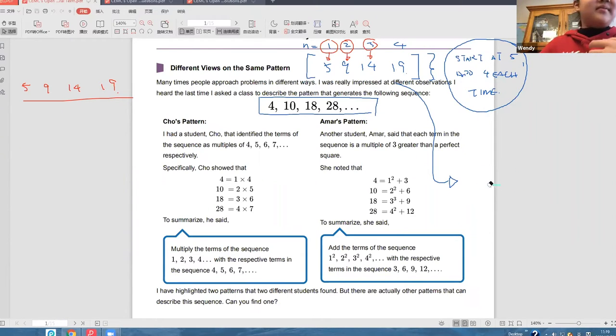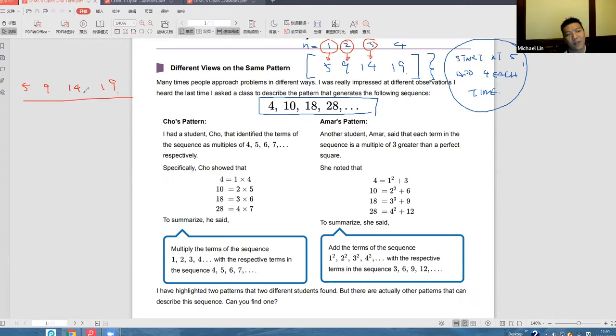I think maybe it will be like first one is 4 plus 1, and second one is 2 times 4 plus 1. Okay. And next one is 3 times 4 plus 2.